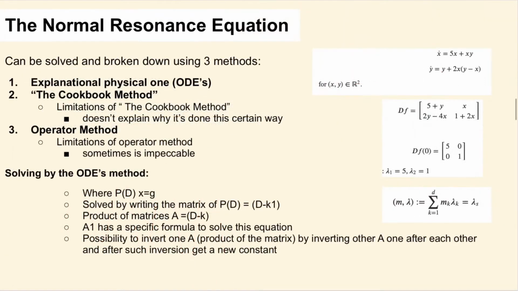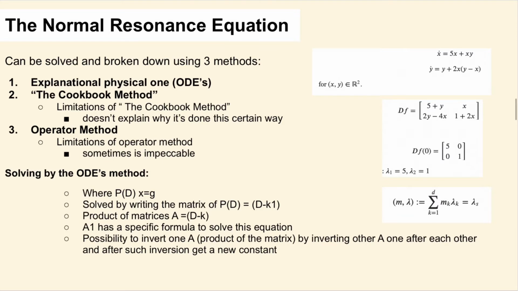The normal resonance equation can be solved and broken down using three different methods. First one is the explanational physical one, the ODEs. The second one is the cookbook method, which has some limitations in usage and doesn't explain why it's done this way. Last but not least, there is an operator method, which can be impeccable sometimes.